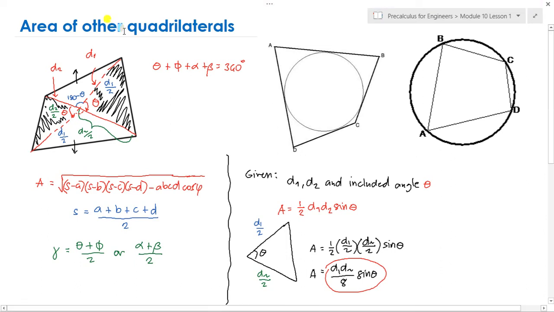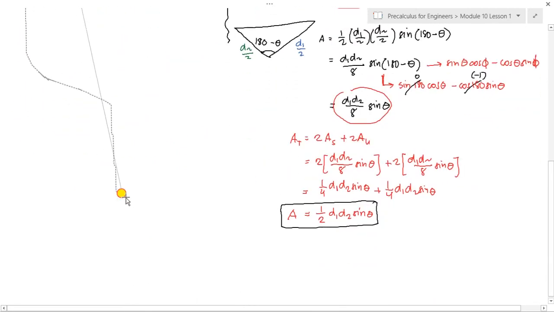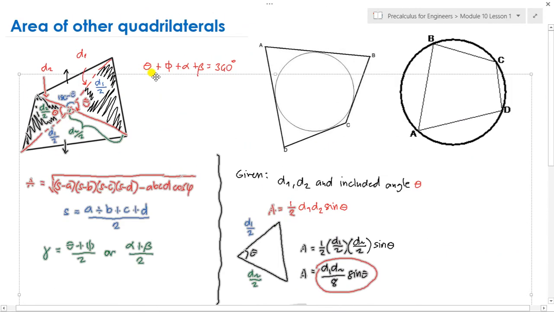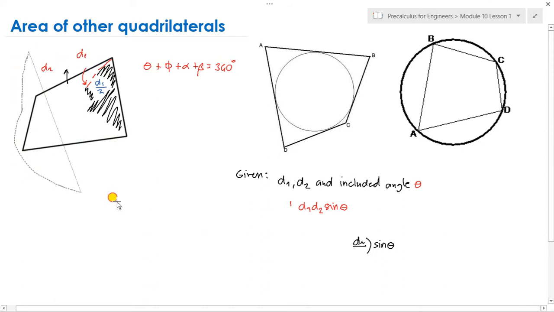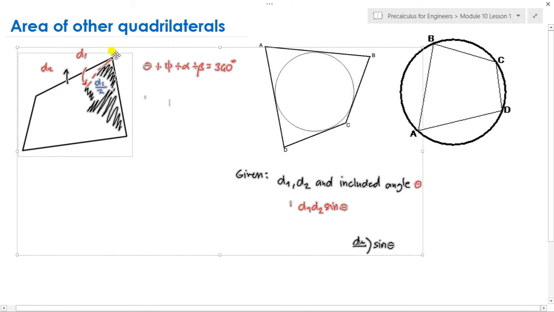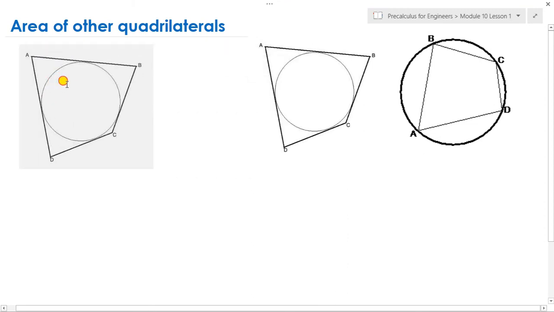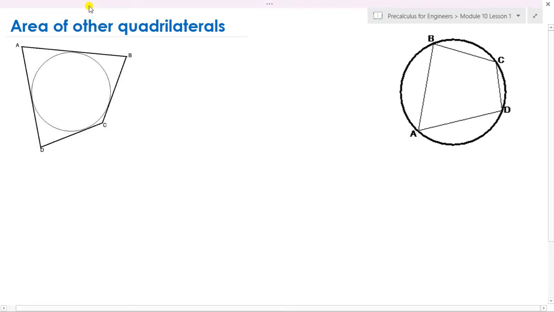Okay, so let's proceed to the third figure. So we will erase this. The next is a quadrilateral circumscribing a circle, or a circle inscribed in a quadrilateral. So we have here a quadrilateral, a quadrilateral circumscribing a circle.